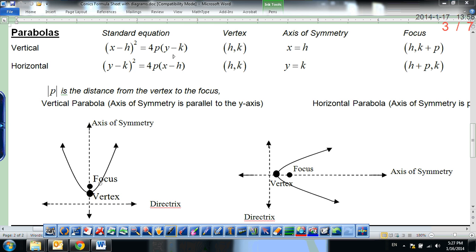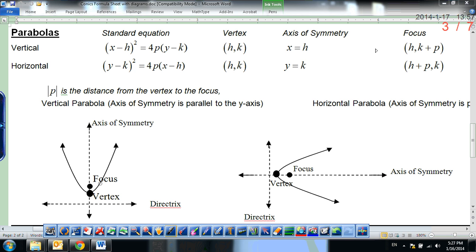So to tell which direction your parabola opens, you're going to look at this number right here, this 4 times p. We'll talk about what p is in just a second. But if this value is positive, you're going to open in the positive direction. For a vertical parabola, opening positively would mean opening up, right? And for a horizontal parabola, which way would be positive, you think? To the right. If this value is negative, you would open down or left.